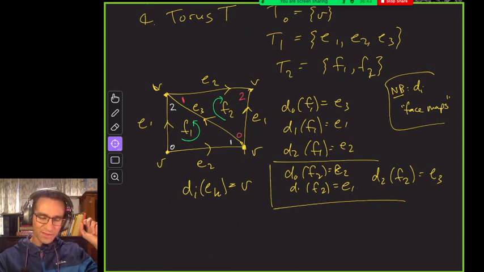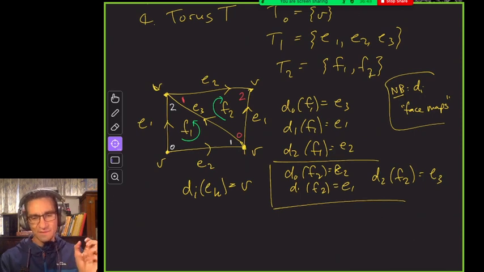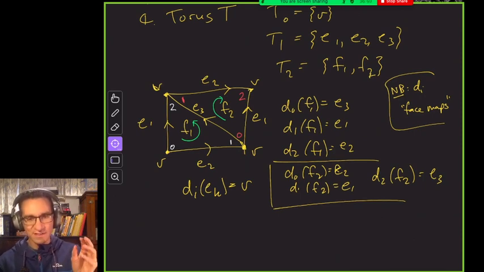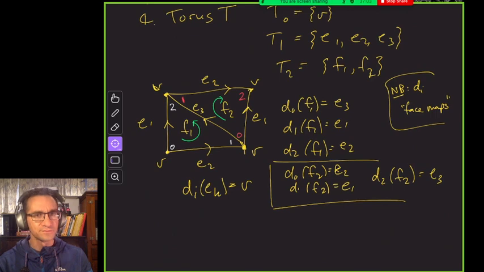They're different in that they are given to you as sets of vertices, and which subsets of vertices specify edges and which subsets specify triangles. But here, a triangle is not specified by its vertices because there's only one vertex. And so we have to have these face maps data.